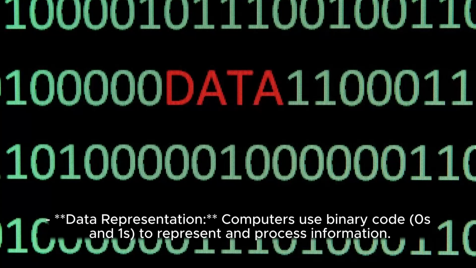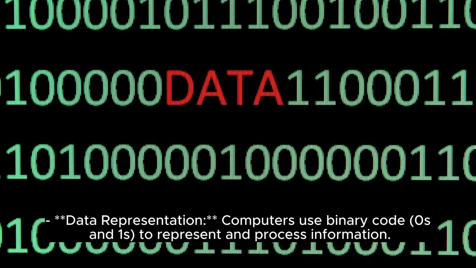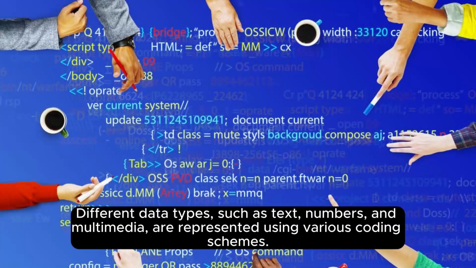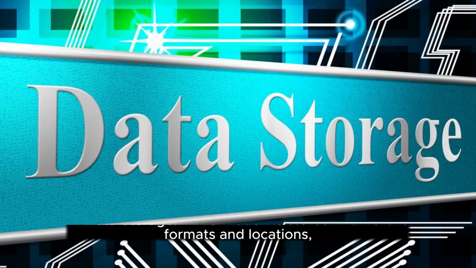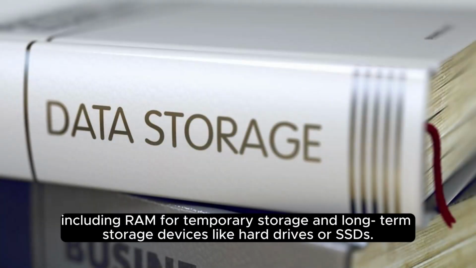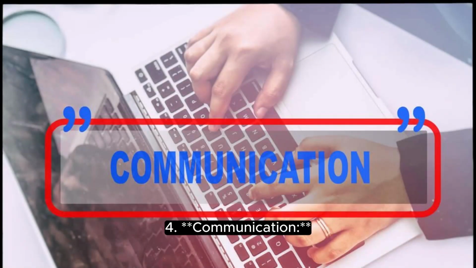3. Data. Data representation. Computers use binary code, 0s and 1s, to represent and process information. Different data types, such as text, numbers, and multimedia, are represented using various coding schemes. Data storage. Information is stored in different formats and locations, including RAM for temporary storage and long-term storage devices like hard drives or SSDs.